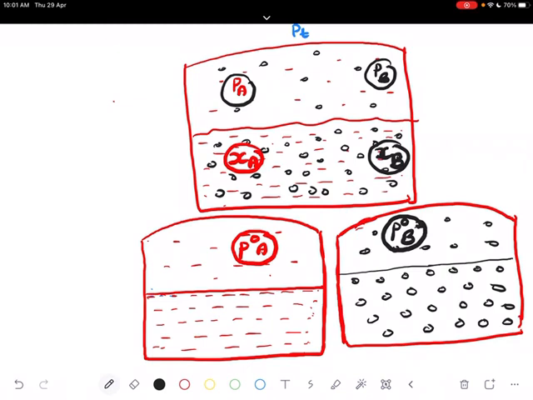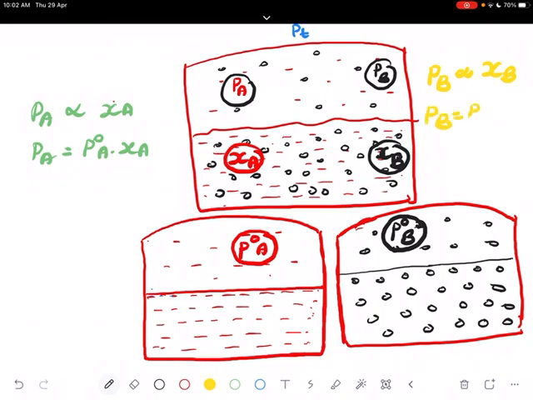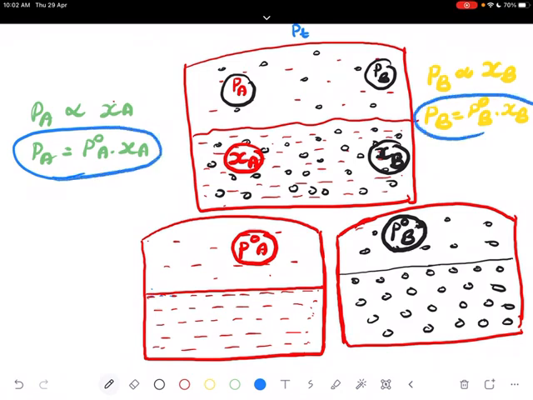According to Raoult's law, PA is proportional to XA, so PA is equal to P naught A XA. What is P naught A? When the pure component A is present in the same vessel at equilibrium, it is the vapor pressure of the pure component A. Similarly, PB is proportional to XB, or PB is equal to P naught B XB. So this is Raoult's law: PA is equal to P naught A XA, PB is equal to P naught B XB.